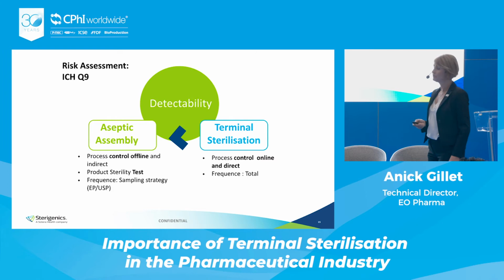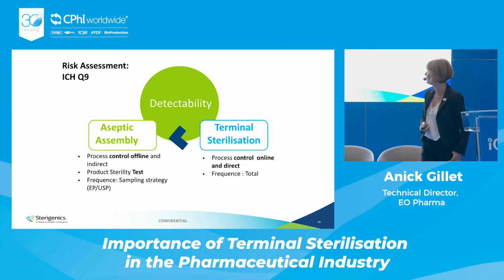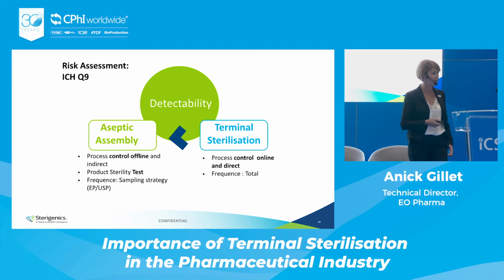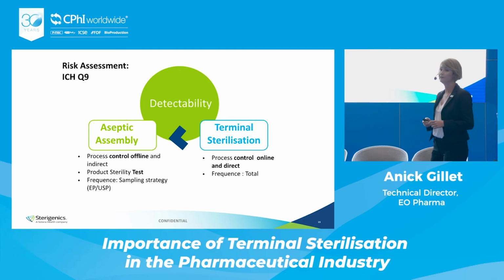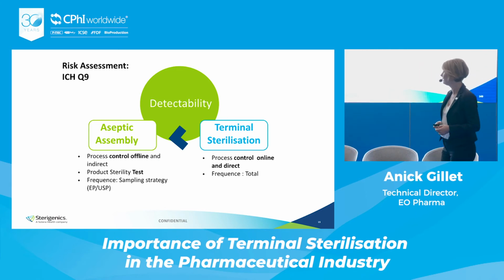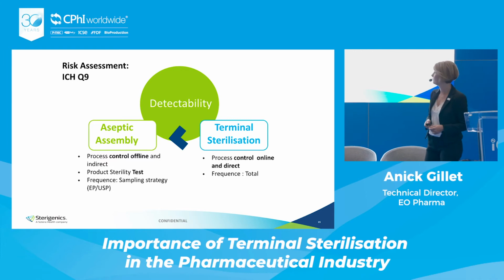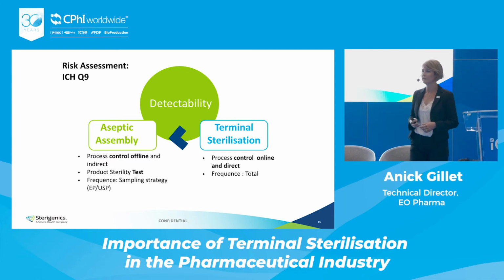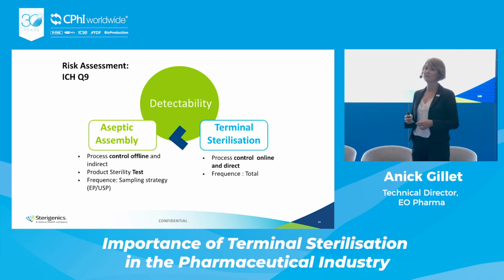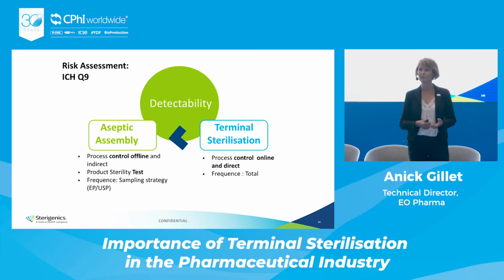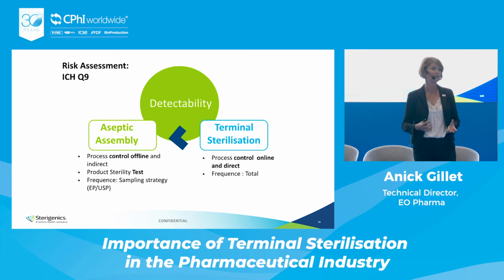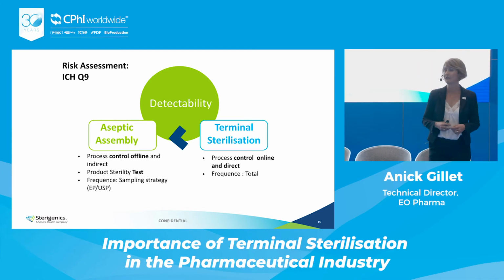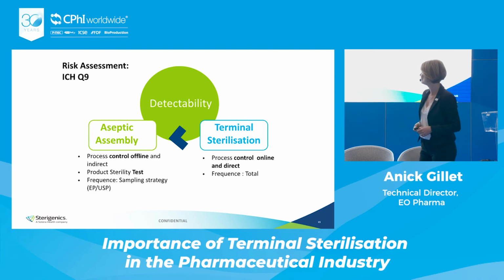First, detectability. If we go through the aseptic assembly, how easily can we detect an unsterile product? That's offline control, so consequently, that's an indirect control. You do product sterility tests, but we know it's not showing 100% of your contamination, and it's based on a sampling frequency. So based on the USP, for example, if you have a batch of 100, you need to test 10% of your batch, which means that it could happen that the other 90% are contaminated. So you will never know that.